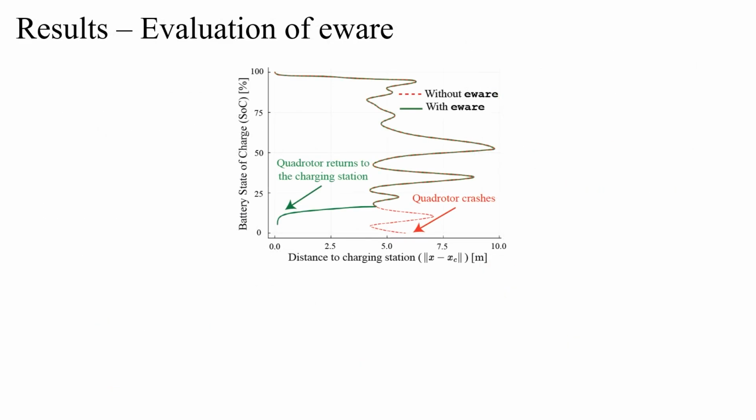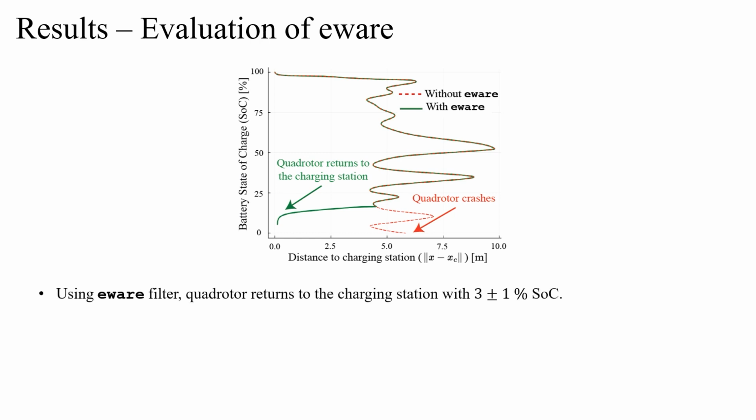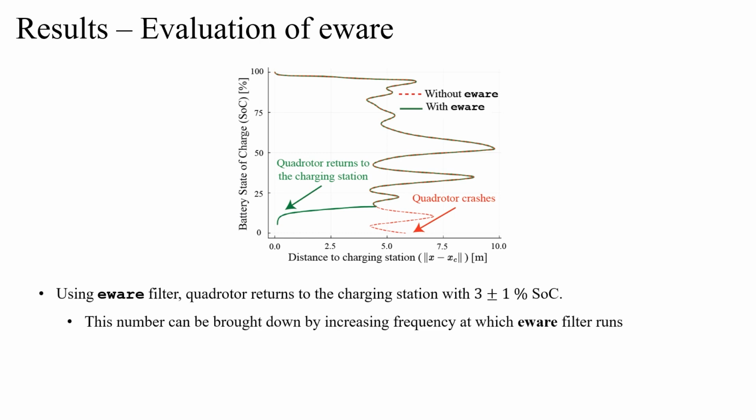We also evaluate the E-WARE filter. We showed that the E-WARE filter brings quadrotor back to the charging station before depleting its energy. The quadrotor returns with almost 3% state of the charge. However, this number can be brought down by running E-WARE at higher frequency, which can also result in higher computational cost. Secondly, it can be seen that the E-WARE only modifies the nominal trajectories when quadrotor has to visit the charging station. This ensures that the quadrotor can follow the nominal mission as much as possible.